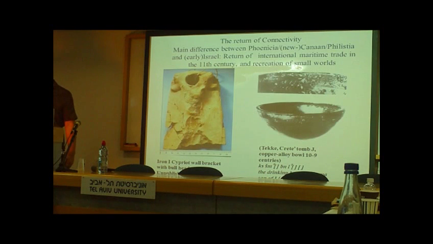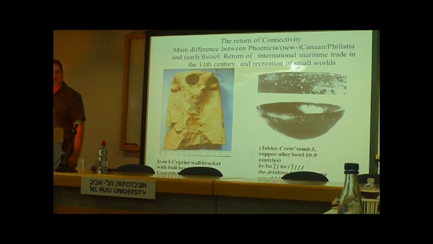Connectivity does return, and it returns with force in the 11th century BC, but there are some differences between Phoenicia, as well as Neo-Canaan, the term coined by Israel Finkelstein, and Philistia, and early Israel, whatever school you are. There is the return of international maritime trade in the 11th century, and the recreation of small worlds. That is, small worlds are being created by the Phoenicians, the Philistines, and indeed the Neo-Canaanites, but not by the Israelites.